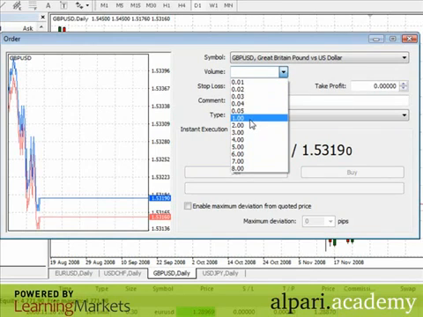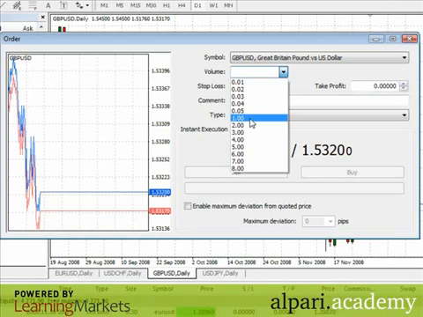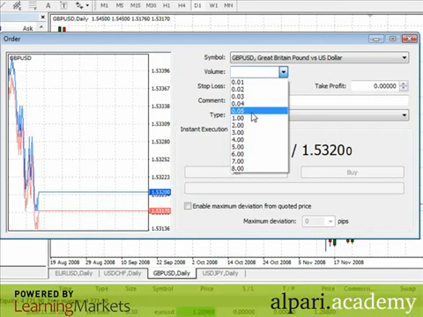So in the case of the pound-dollar, where the dollar is my quote currency, that means that each pip is worth $10. Now I can also trade fractional lot sizes as well. You'll notice just under the one full lot, I've got 0.05. So you could fit 20 of those into one full lot.